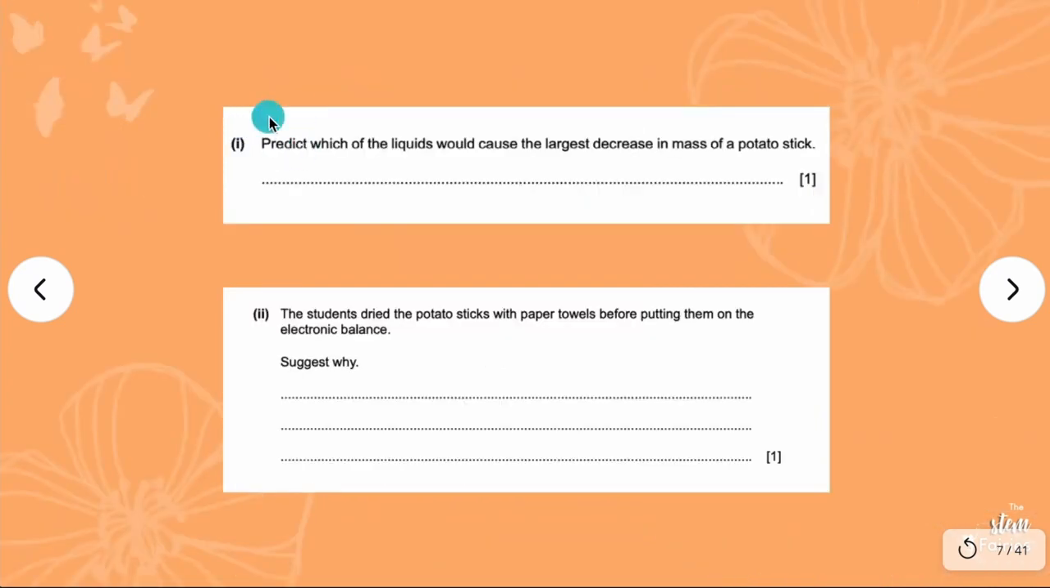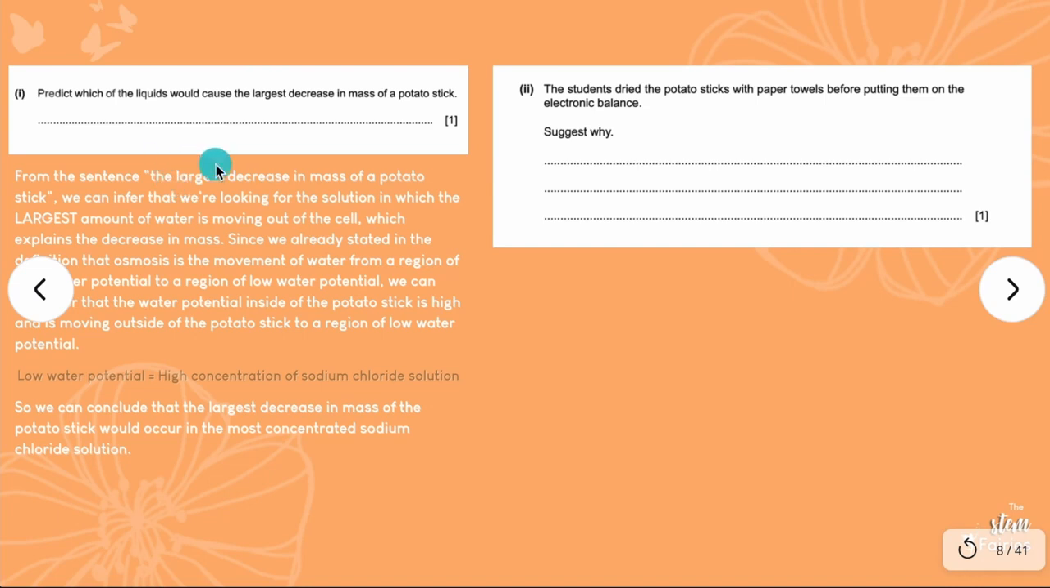Question BI asks us to predict which of the liquids would cause the largest decrease in mass of a potato stick, and II says the students dried the potato sticks with paper towels before putting them on the electronic balance. Suggest why. We can see that each of these questions is only for 1 mark, so we may have to only state one specific point, but we have to be clear and state a clear sentence in order to achieve that full mark.